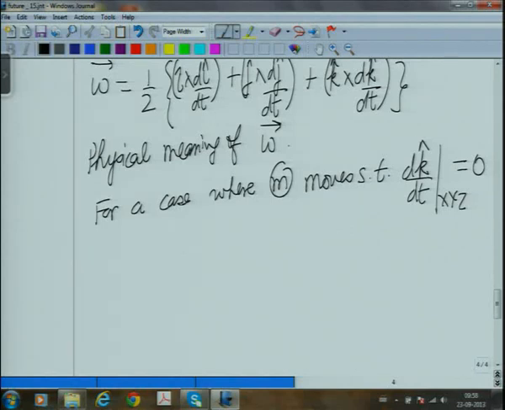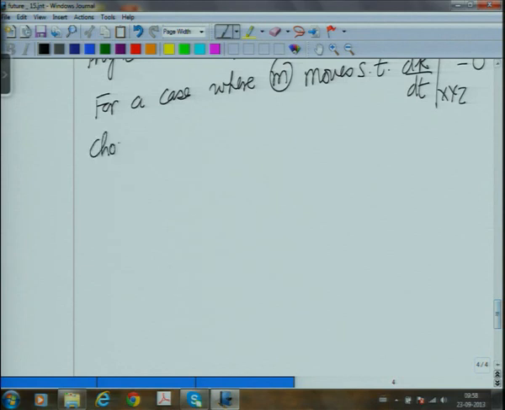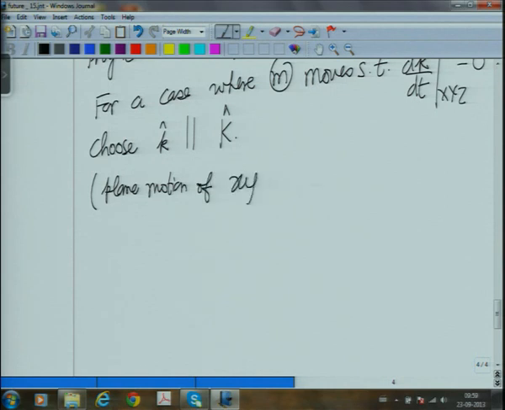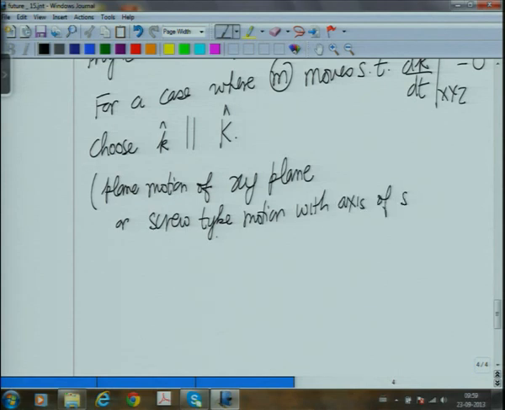So in this case what we do is, let us choose small k parallel to capital K. And this would happen when we have plane motion of small xy plane, or let me just complete this, or screw type motion with axis of screw along z. I was just writing what I said.